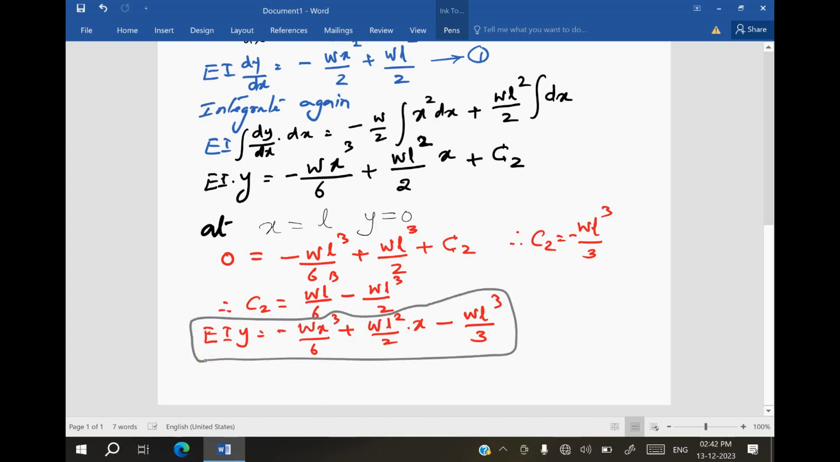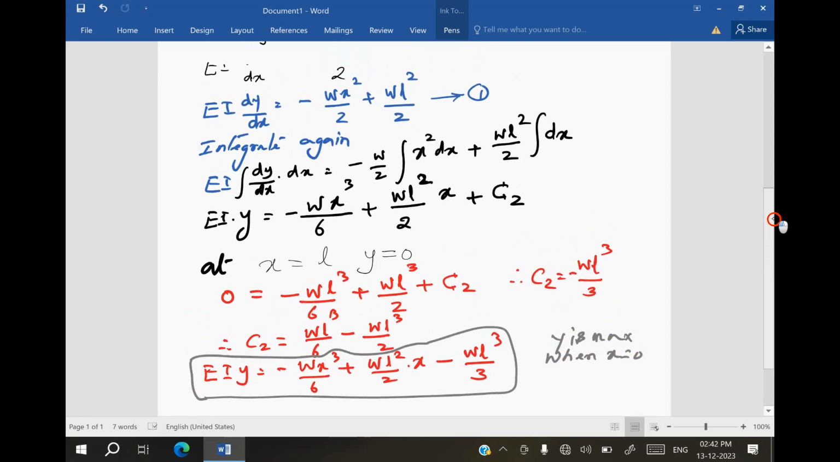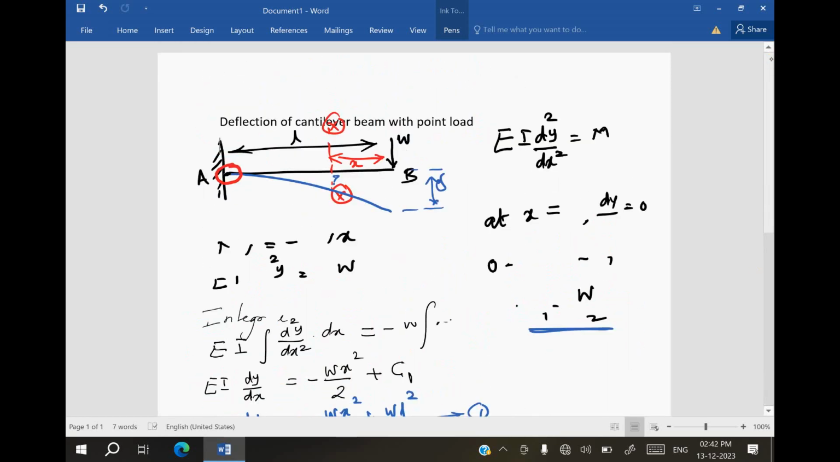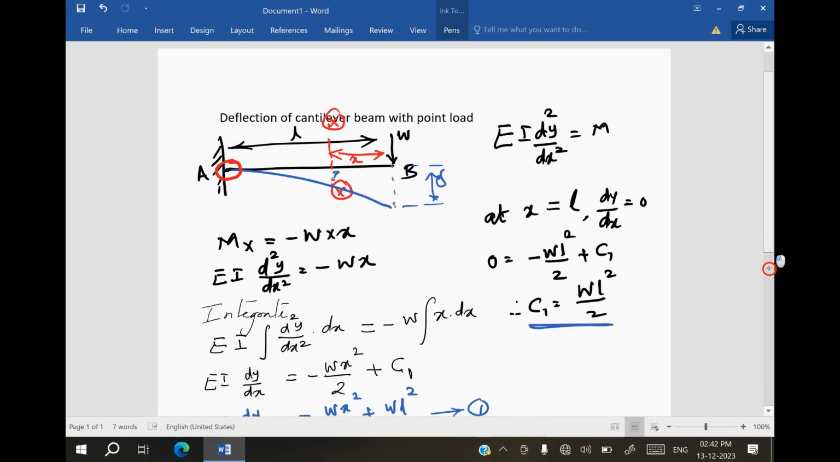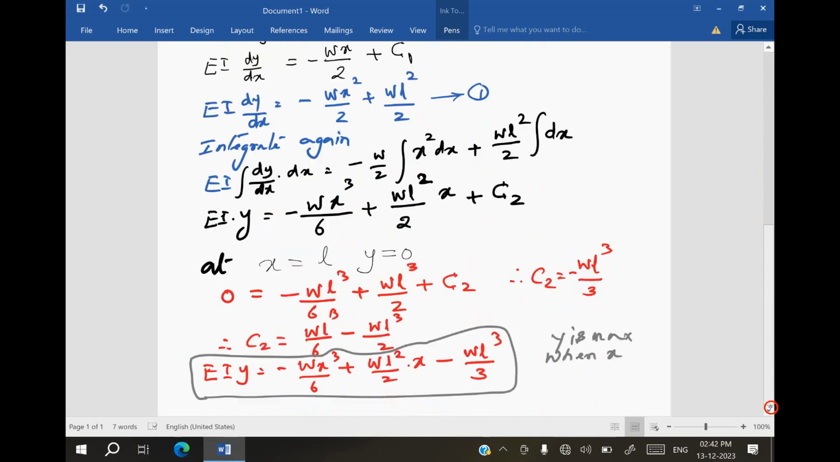Now, when will your value of y be maximum? y is maximum when x is equal to 0. See, let's go back and see here. This is maximum here, is it not? When x becomes 0, then only it becomes maximum, because we are measuring x from B.